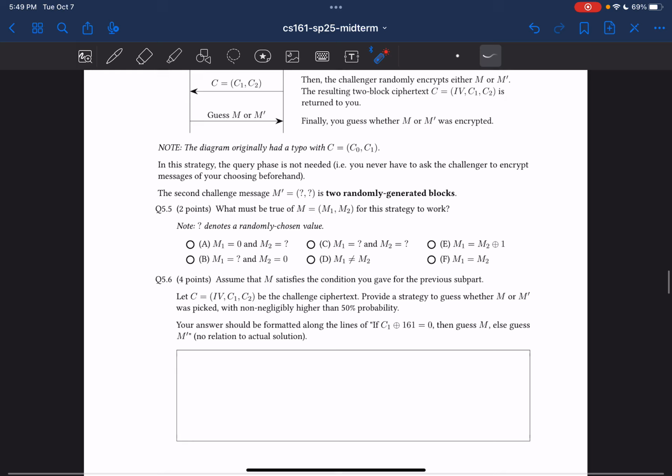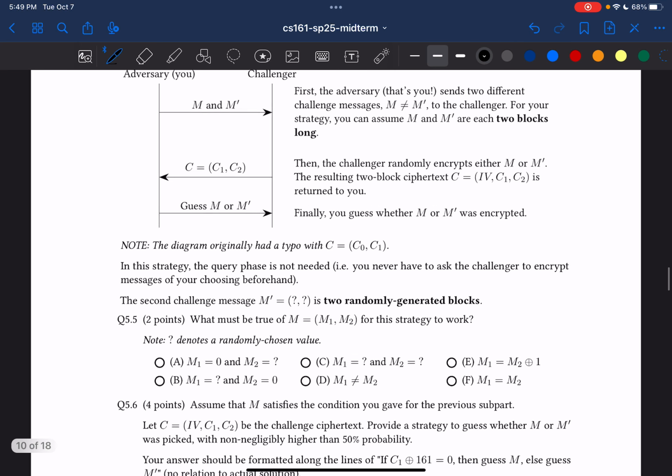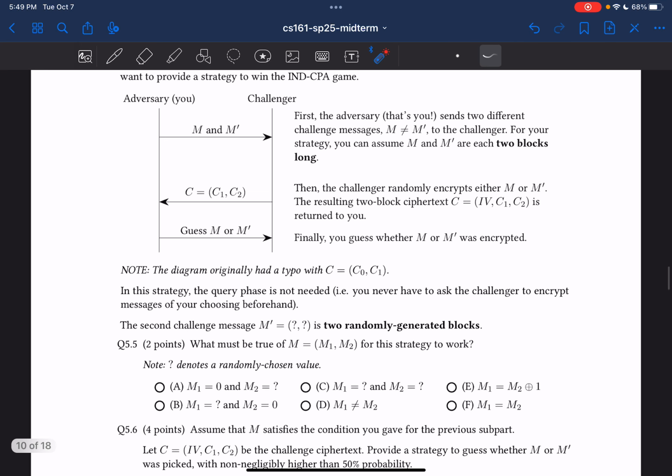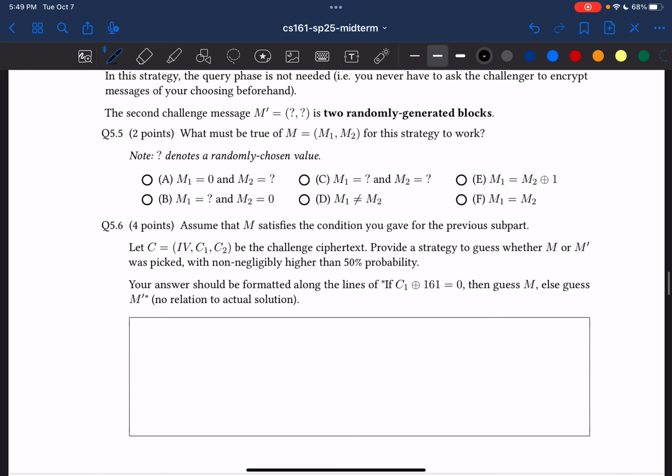And that is an extremely revealing fact for that message, because it allows us to really easily identify which message is being sent. If we set M1 and M2 to be equivalent here, and the output of the challenger includes all zeros as the second cipher block, then we know that our message M was chosen and that M prime was not chosen. And so that is the strategy that we can use here.